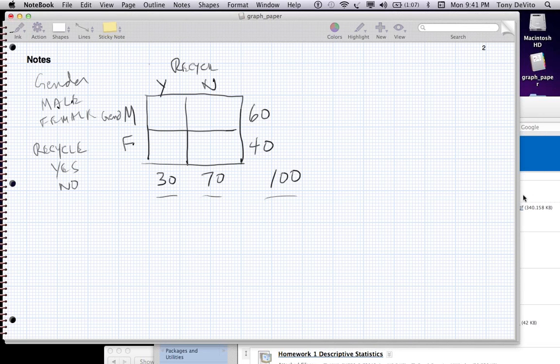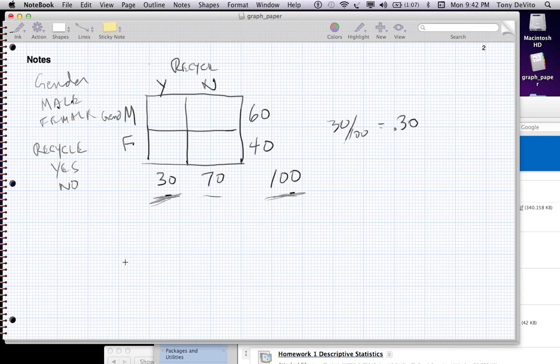Let's say for a moment that I don't know which of the 30 recyclers are male or female. All I know is that out of the entire population, out of the entire sample I took, 30 out of that 100 people recycle. Okay, so what is my prevalence of recycling in this population? Pretty easy, right? It's just going to be 30 over 100, which is equal to 30%, 0.30.